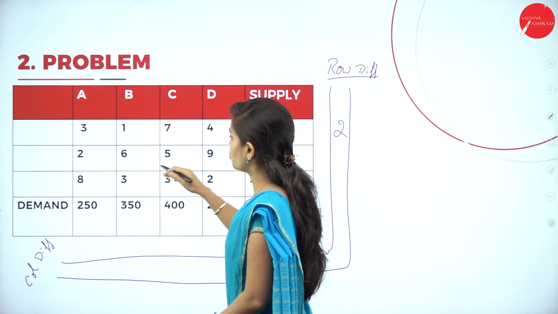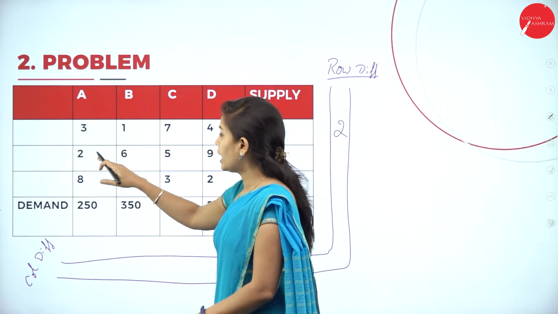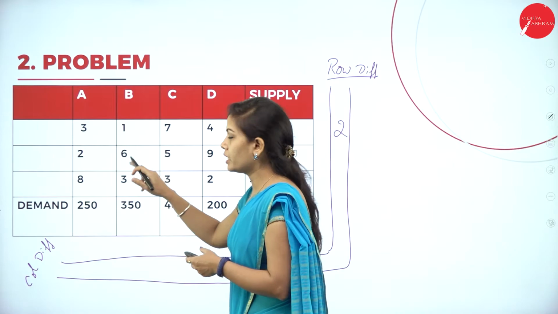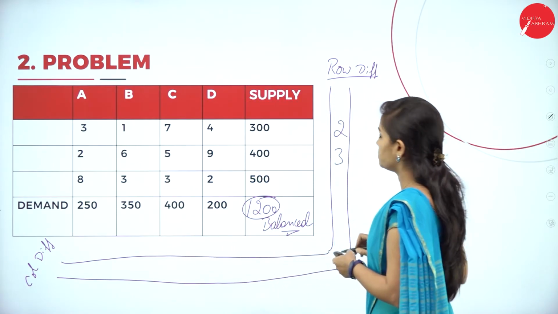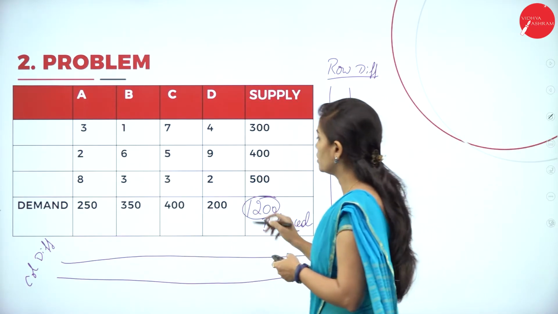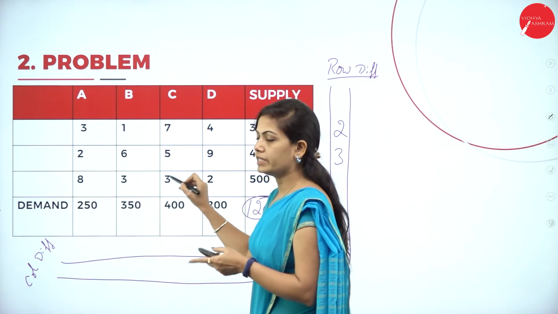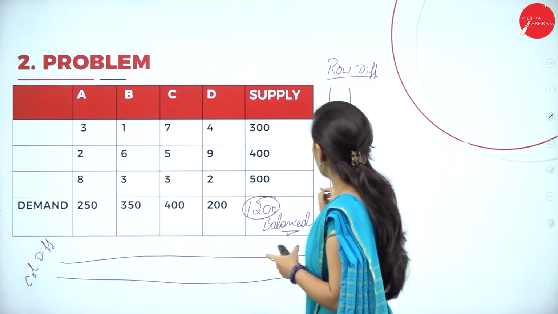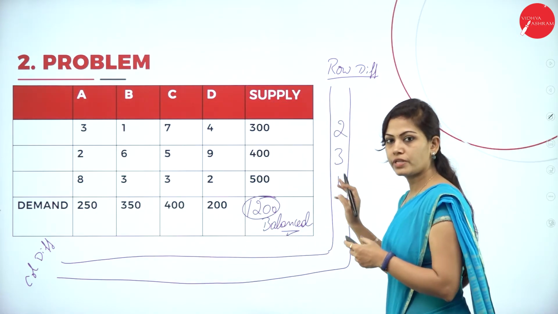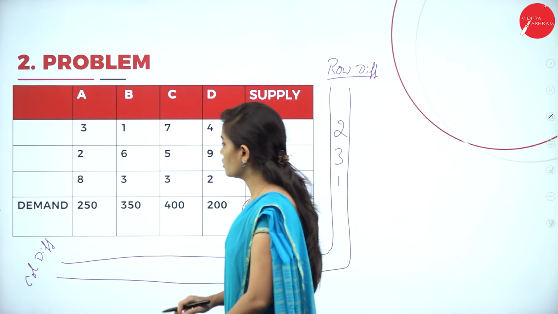And the next row, least value is 2 and the next least value is 5. 5 minus 2 is 3. And the next row, least value is 2 and the next least value is 3. 3 minus 2 is 1. Row difference has completed and find the column difference.